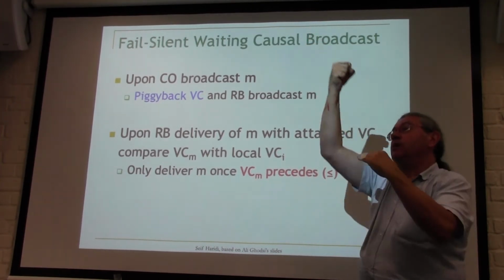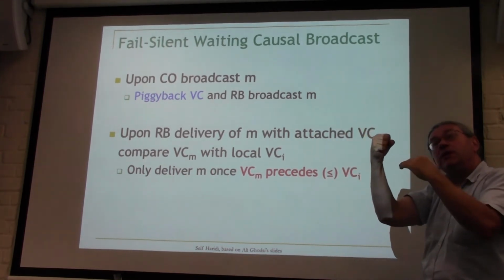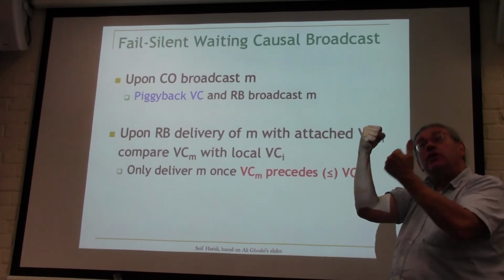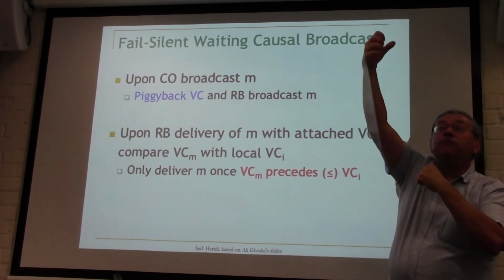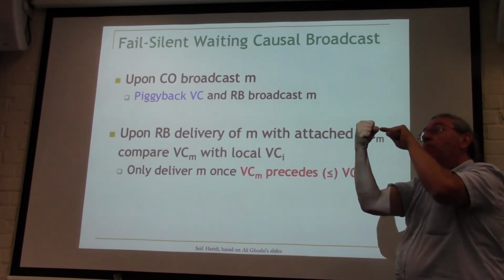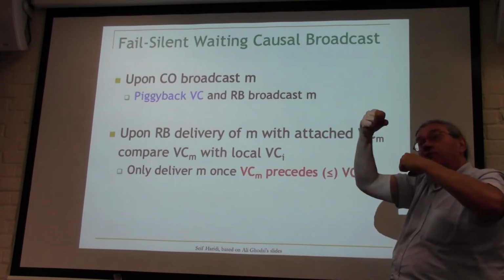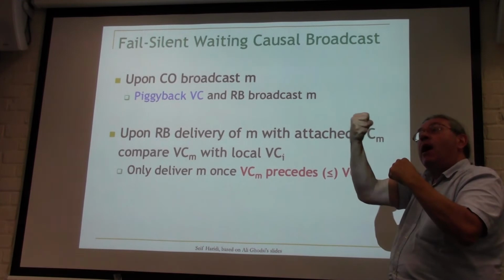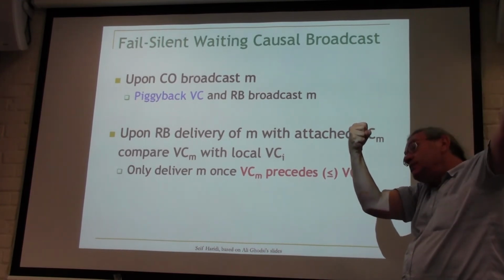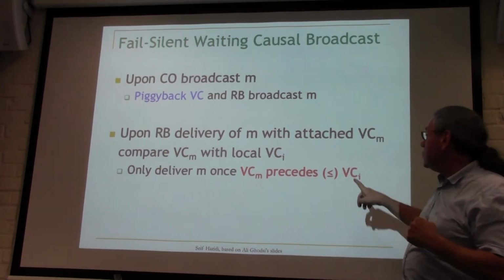Okay, you see that? The received vector clock and the local one. The local one tells me how many messages are in the past on that node. The received one tells me how many messages are in the past for M. And if there's a gap between the two, if M somehow needs more messages, then I have to wait. Okay? So there's a condition.